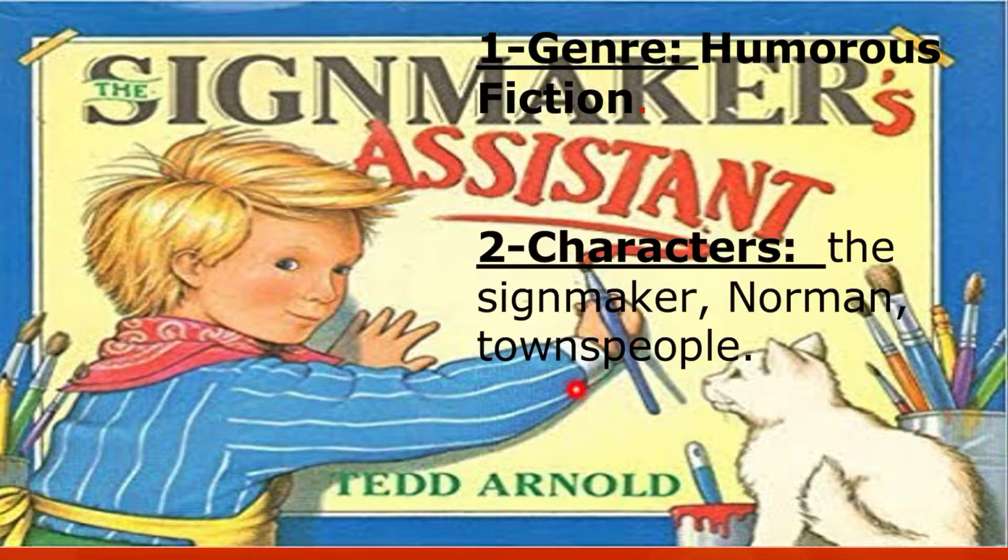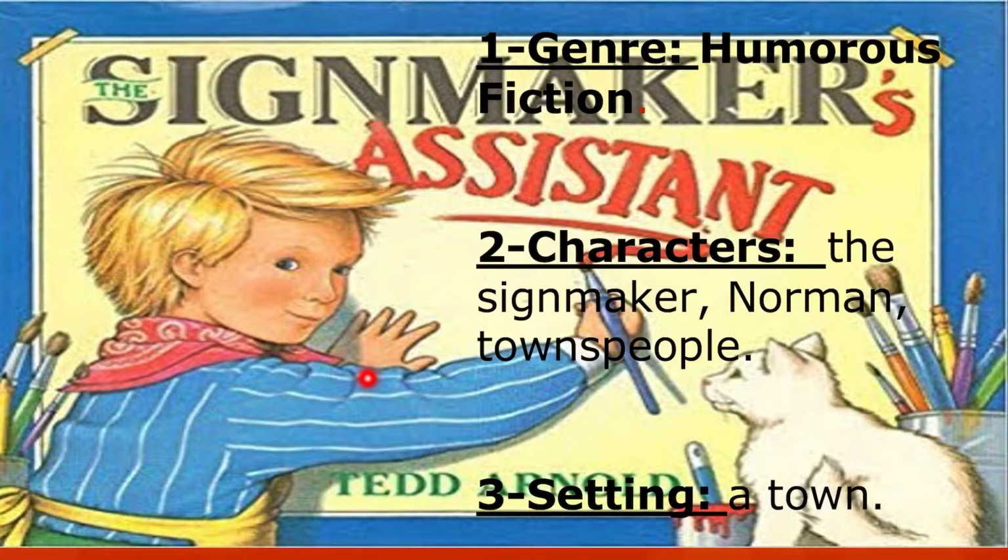The characters in this story: the old man, the sign maker, who is a good, grateful and kind man. Also, we have Norman, the naughty kid, and all the people in the town, we call them what? Townspeople. The setting of this story was where? In the town where Norman and the sign maker live. Both of them lived there. Okay, so let's start, kids.